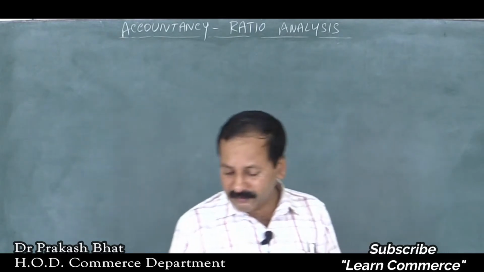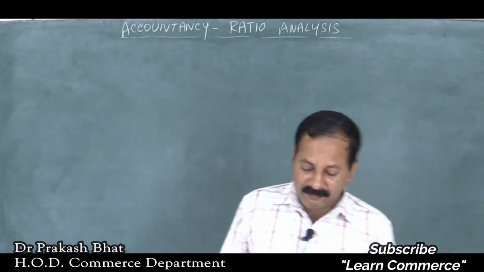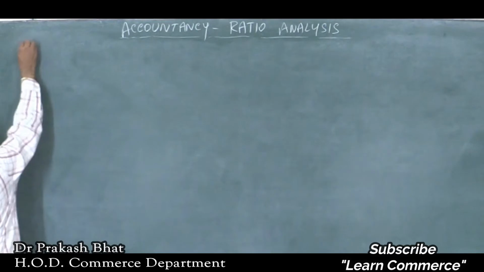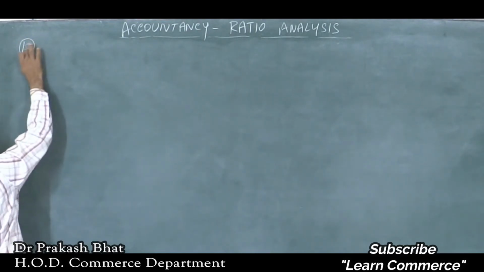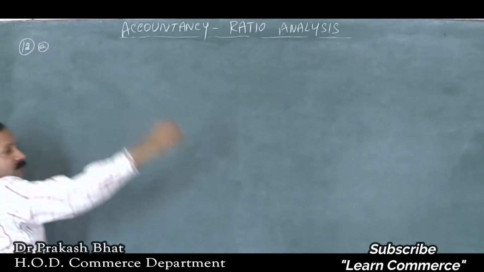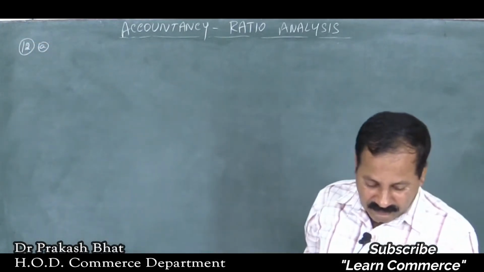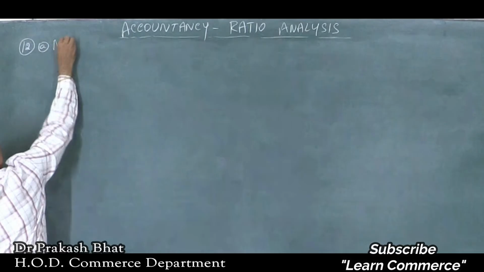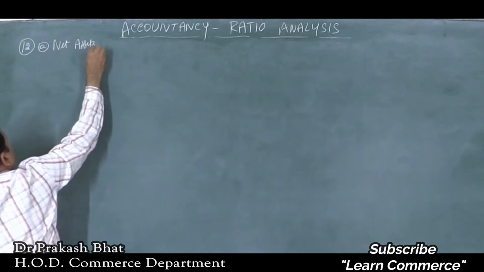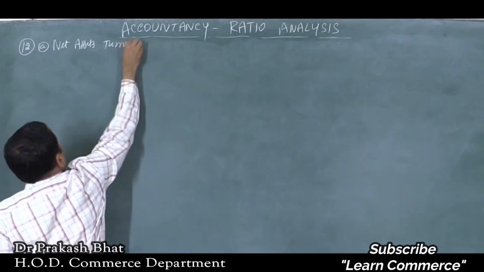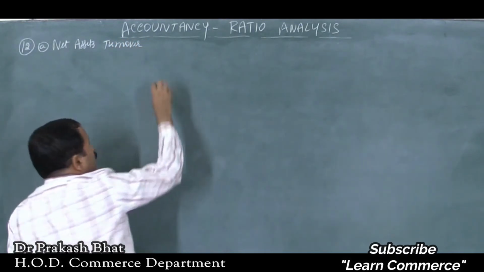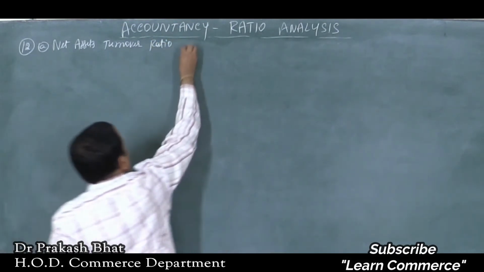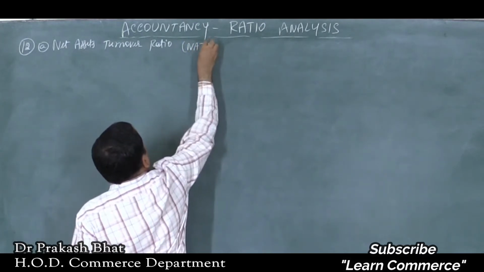Now let us find out these ratios. Let us start problem number 12, point A. Net assets turnover ratio, that is NATR.